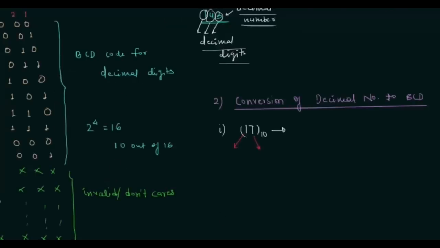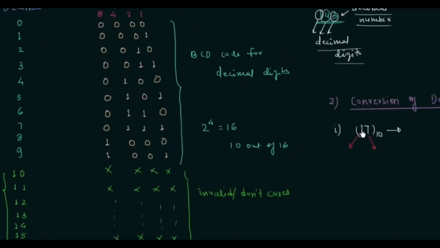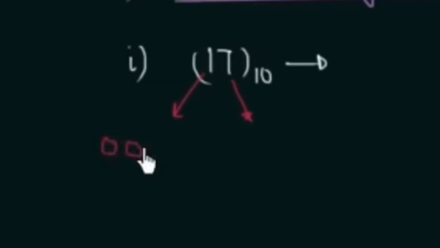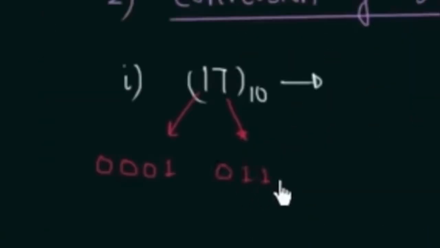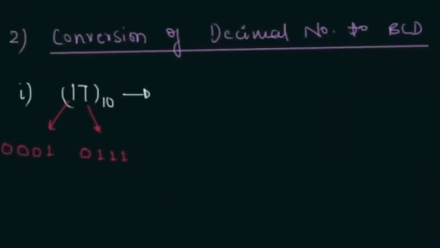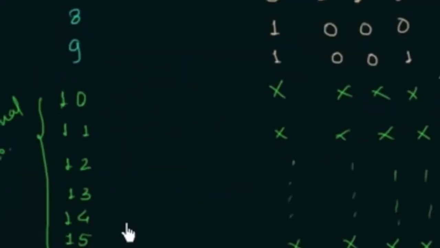From this table, you can clearly see the representation of 1 is 0, 0, 0, 1. So I will represent this 1 by 0, 0, 0, 1, and 7 by 0, 1, 1, 1. So these are the BCD representations for the decimal digit 1 and decimal digit 7. Finally, we have 0, 0, 0, 1, 0, 1, 1, 1 as the BCD representation of number 17. I think now you can easily convert 10 to 15 to their equivalent BCD numbers.